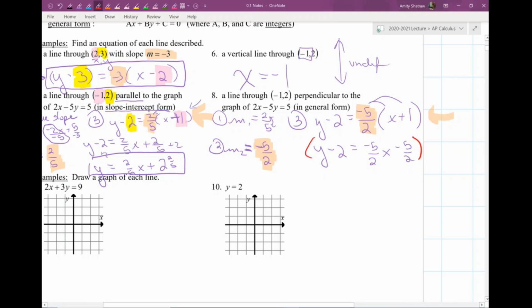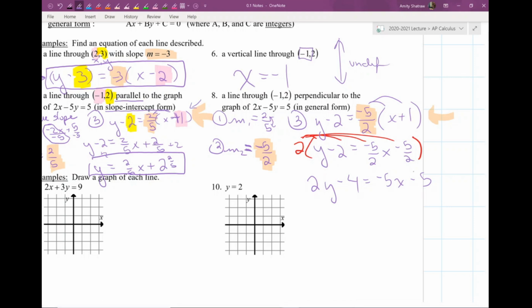You are absolutely right. I want to multiply by 2. If I multiply here, multiply there, multiply here, multiply there, there's 4 places that I'm going to multiply by 2, and that's going to make my fractions disappear. So I'm going to have a 2y minus a 4, and that equals a negative 5x and a negative 5. Ta-da! And now, what do I do to get it into general form?